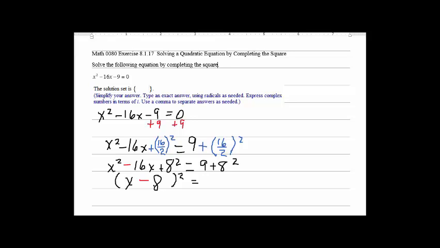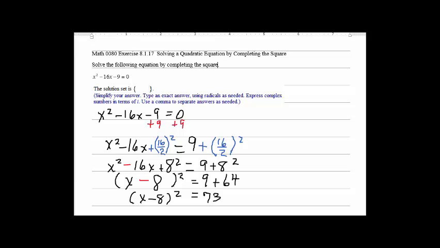And if you don't believe that, you can actually use the distributive property twice to see that x minus 8 times x minus 8 will give you x squared minus 16x plus the square of 8. Now on the right, I have 9 plus 64. So the left is the square of x minus 8. The right is 73.